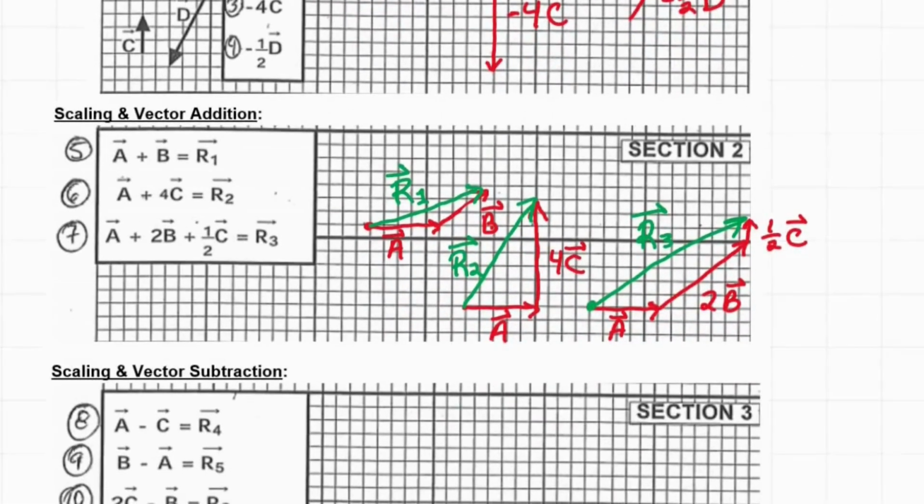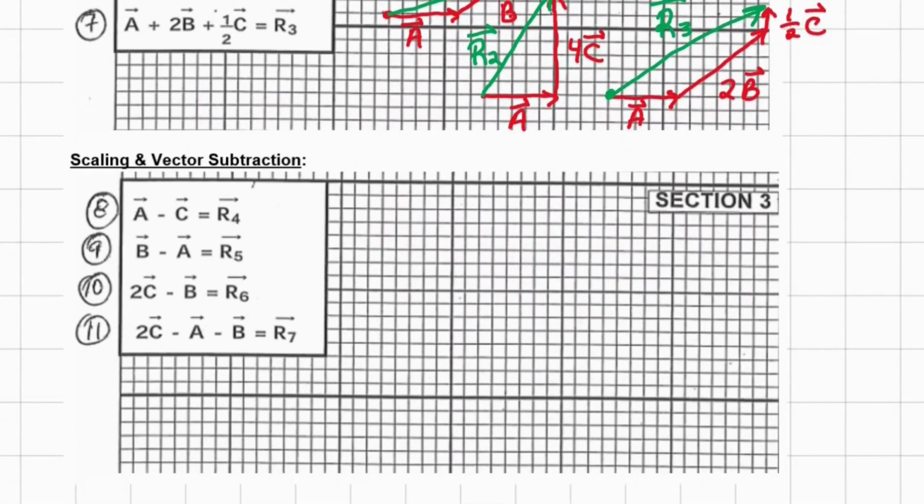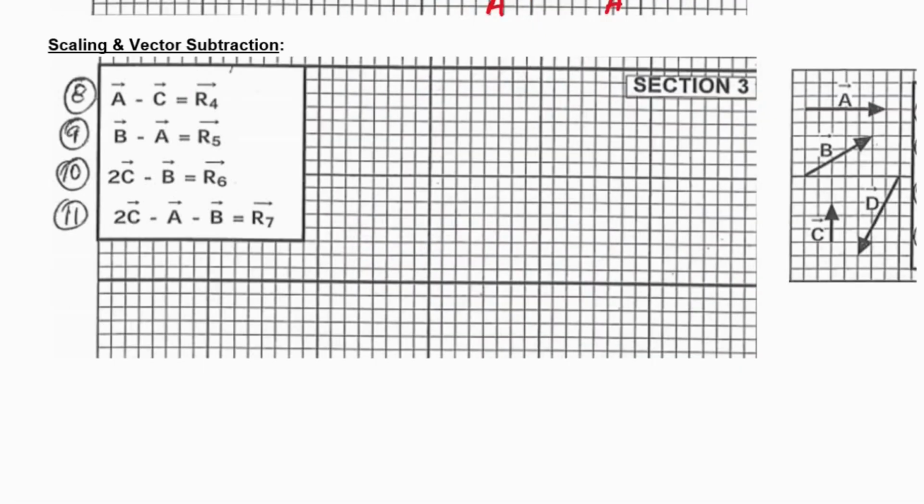All right, and coming down over here to problem number 8. Okay, so for problem number 8, we have a minus c. Okay, so our vector a looks something like this, minus c. Okay, so instead of going up, we're going to go down 2. And this is my minus c. And that gives us a resultant vector of r4. All right, so that's that one.